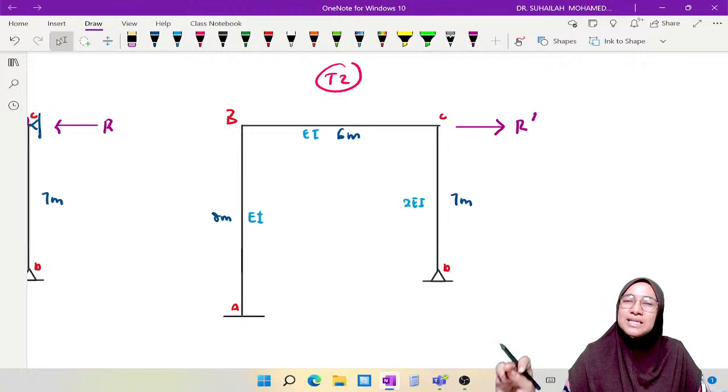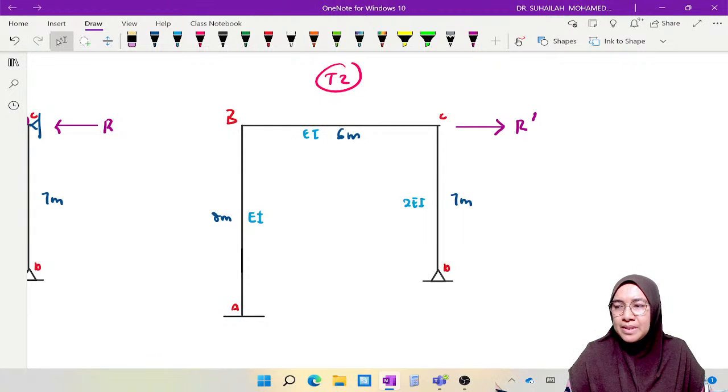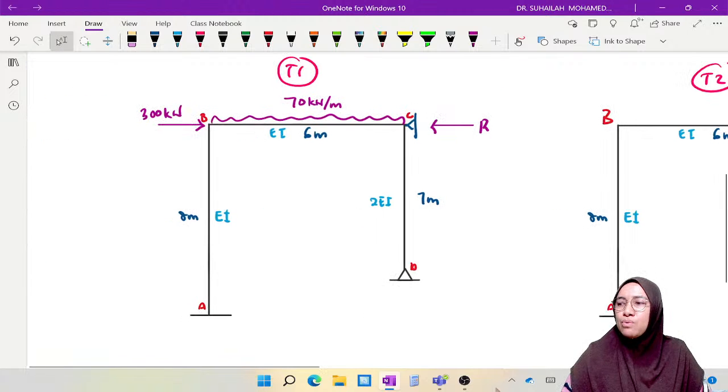So this is the frame to be analyzed for table number 2. In this frame we only have side sway. We don't have FEM due to loading; we only have side sway. This frame is subjected to R prime, so this will be analyzed in table number 2. Okay, so we go back to table number 1.